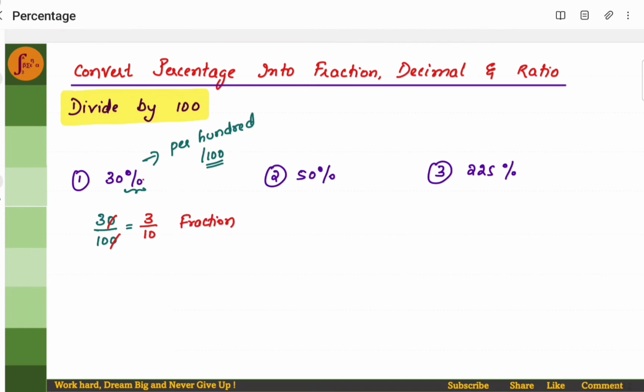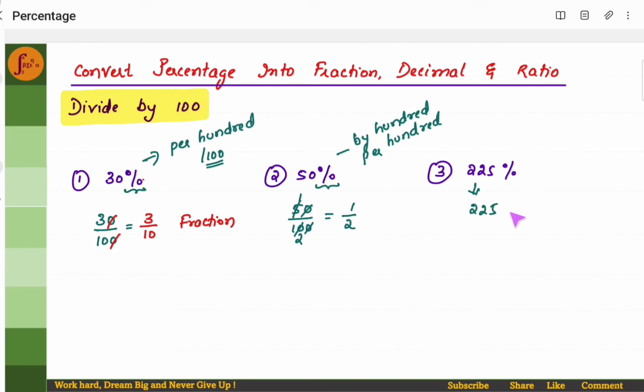Now, similarly, I'll take 50%. 50% will be per 100. Remember this, percentage is per 100 or by 100. By 100, per 100, all mean the same thing. So 50 by 100, which is nothing but 1 by 2. 5 ones are 5, 5 twos are 10, so 1 by 2.